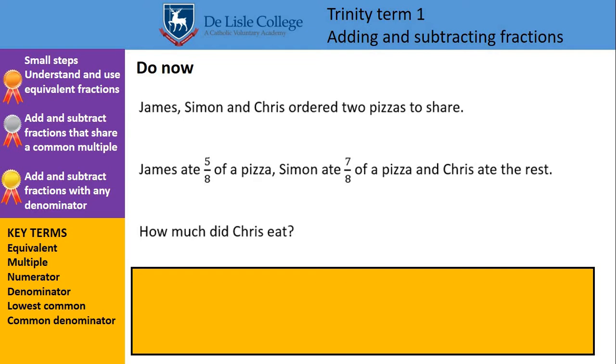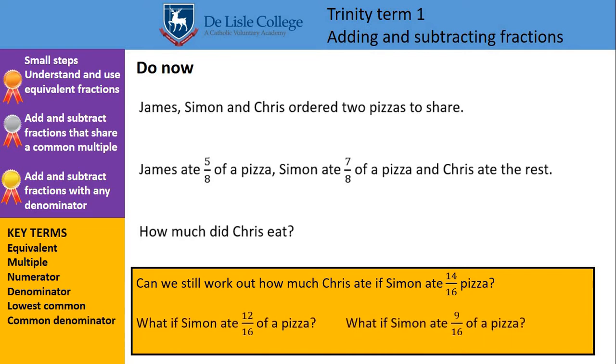So James, Simon and Chris have ordered 2 pizzas to share. James has eaten 5/8 of a pizza, Simon ate 7/8 of a pizza, and Chris ate the rest. I want you to show me what fraction of the pizza did Chris have to eat. And then when you've done that, it's a little bit of a bonus here. Would you be able to work out from here as well how much Chris ate if Simon in fact took 14/16 of the pizza? Simon ate that amount and Simon then ate that amount as well.